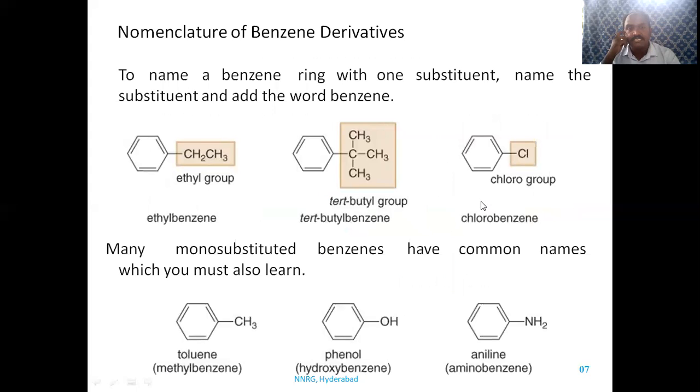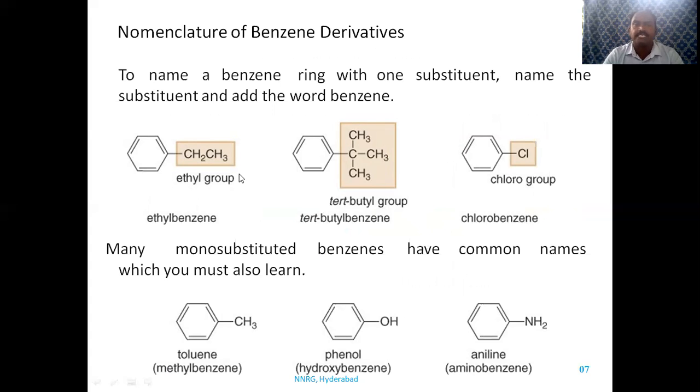Now we'll discuss the nomenclature of benzene derivatives. We need to name them, because benzene substances are very, very enormous. Different structures are there, and we need to name each molecule. For the rules of nomenclature of benzene derivatives, first we'll see how to name a monosubstituent derivative.